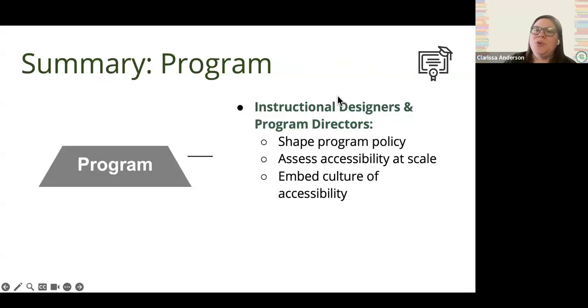So to summarize the program section, if you're an instructional designer or a program director, some ways to really think about this is like, how can we shape our program policy to really address accessibility, to include that as a metric? How do we know that our program is accessible, using some of those metrics that are involved as well? And just how can we embed that culture of accessibility as well?